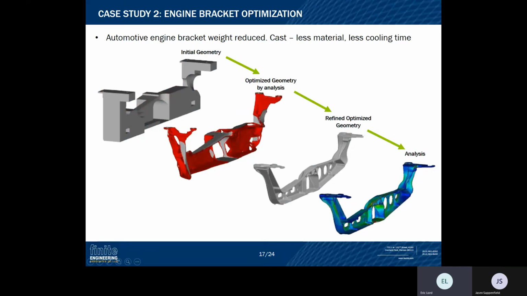Obviously not an ideal shape, but what you can then do is go through here and refine your optimized geometry into something that looks more like a designed shape, if you will. And then once you have that done, do the analysis on it to prove out the design. That's sort of the process that you can go through with FEA.